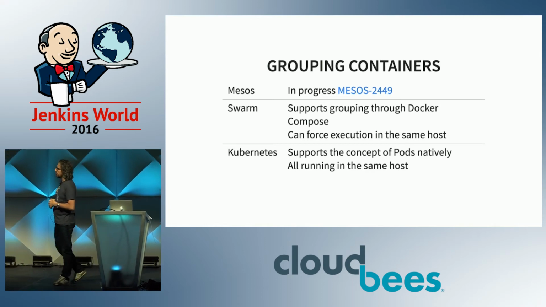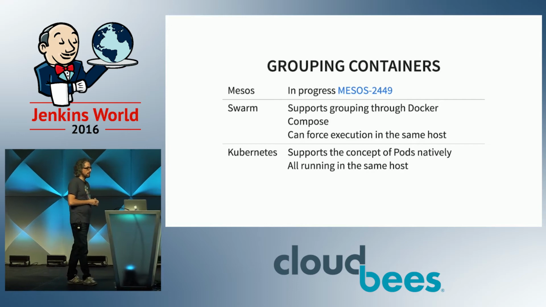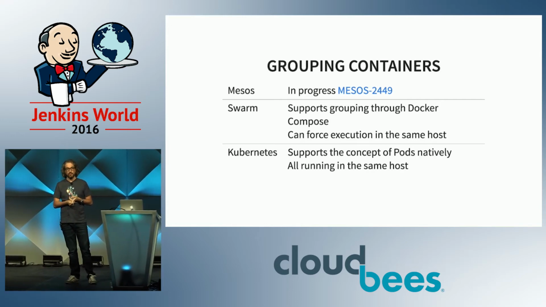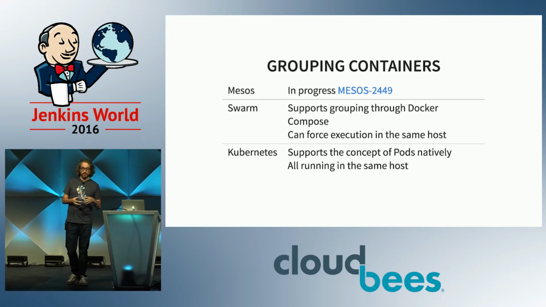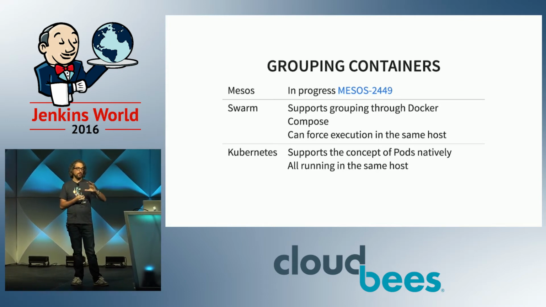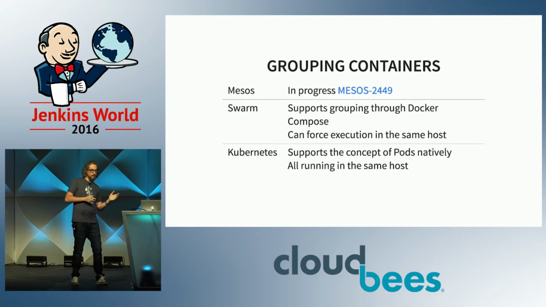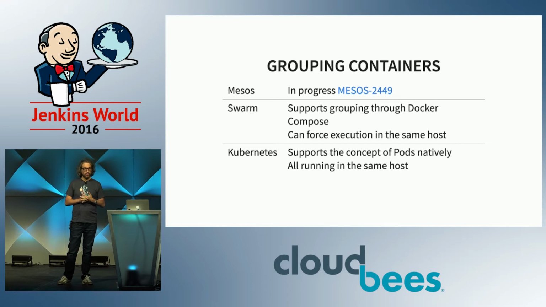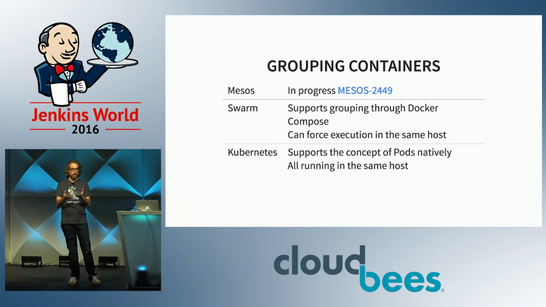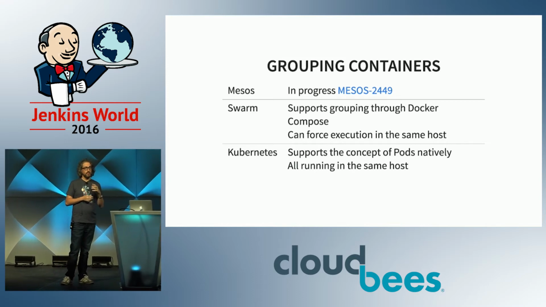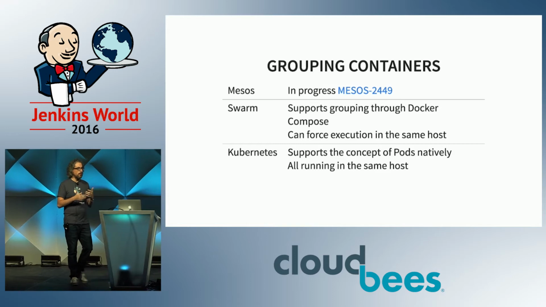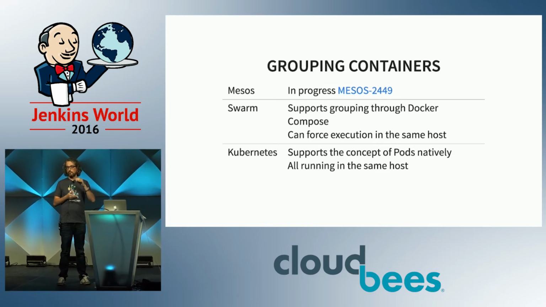And out of the 3 schedulers or clusters, Mesos has it in progress. There's an issue to add container groups to Mesos. Docker Swarm, I'm going to talk about the old Docker Swarm, not the new Swarm mode in Docker Engine, because it's not supported in any of the plugins yet. So Swarm supports grouping through Docker Compose. So if you run Docker Compose against a Swarm cluster, all the containers in that Docker Compose definition are going to be started in the same host. But you can also force the execution of some Docker containers in the same host as other containers.